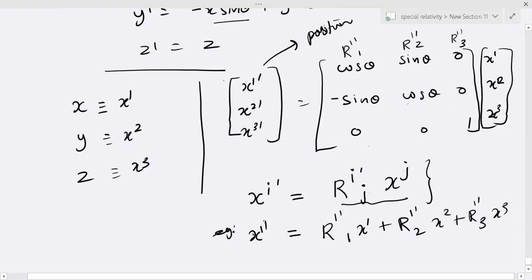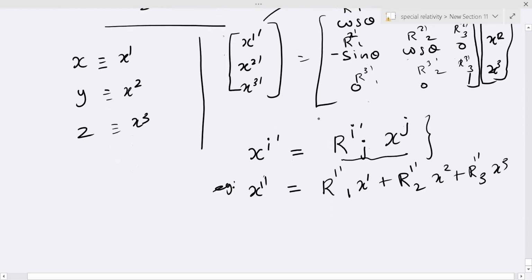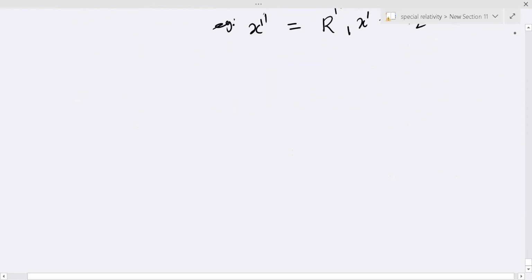All right, the prime coordinates means that it's a new coordinate system. And this would be r2 prime 1, r2 prime 2, r2 prime 3. Okay, and this would be r3 prime 1, r3 prime 2, r3 prime 3. Okay, this prime means I'm using it here to show that this matrix actually connects the old coordinates and the new coordinates. All right, so that's why I put one index as i prime and the other one as j. Okay, is this fine?